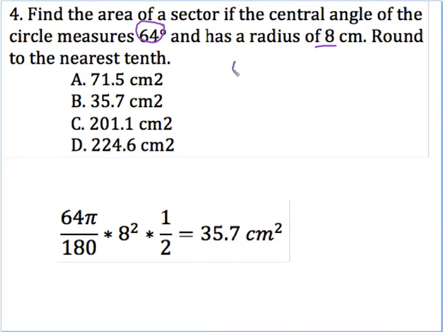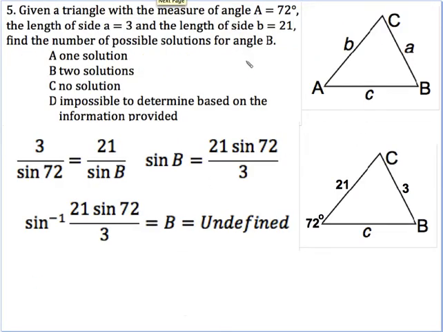The formula to find the area is 1/2 times theta, which is in radians, times my radius squared. So I get 64 multiplied by pi divided by 180, which changes it into radians, times my radius, which is 8 centimeters squared, times 1/2. Plug everything in, and I get 35.7 centimeters squared. That's right there.